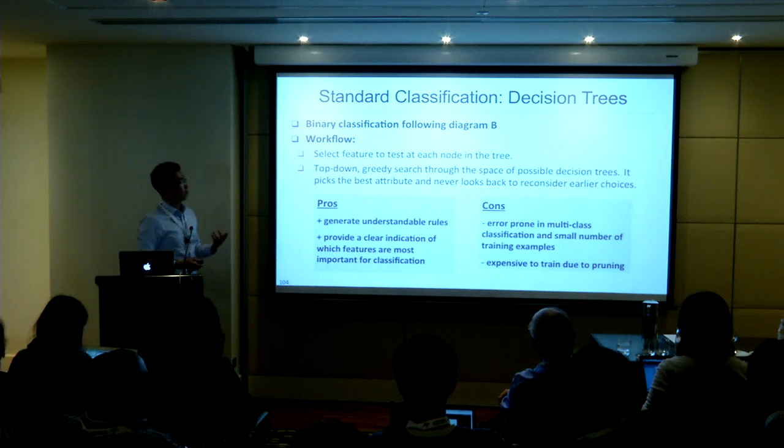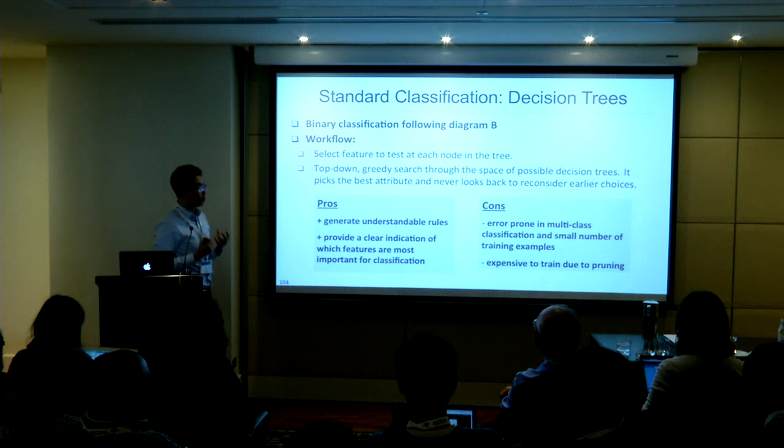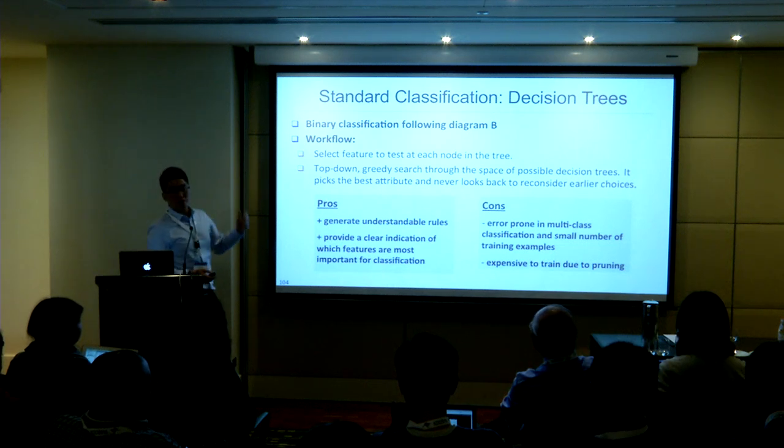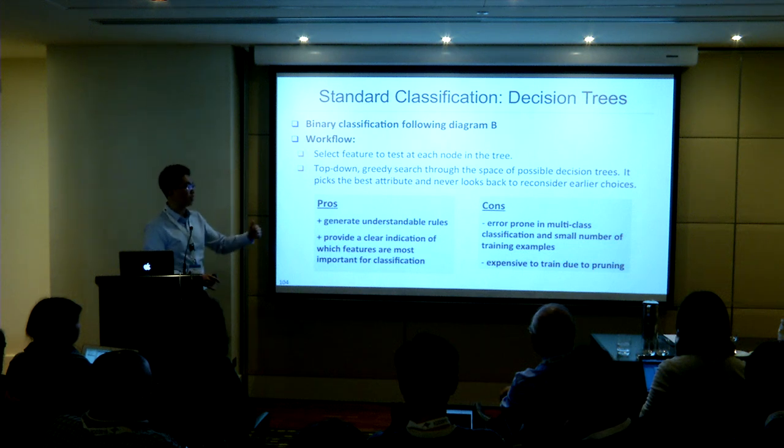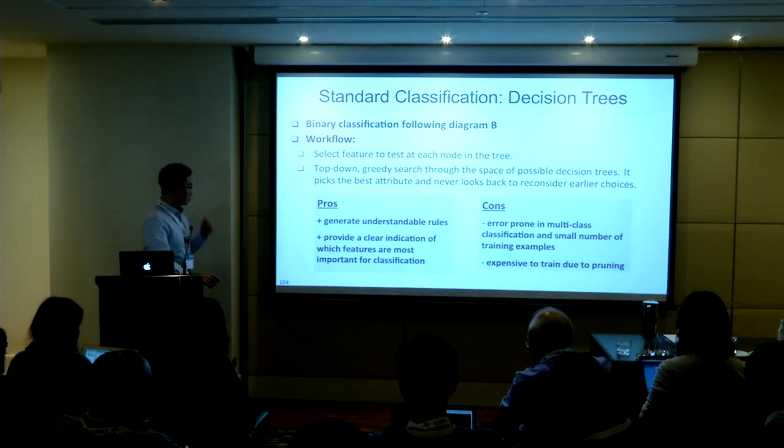So we're going to first review some standard classification models. For example, decision tree and support vector machine, and they work for diagram B, which takes the pre-extracted entity mentions as input, and then you put the label for each entity mention. So decision tree is pretty familiar to all of you.